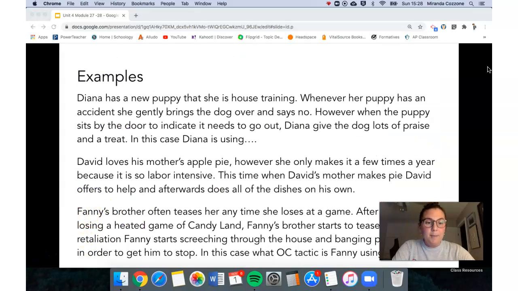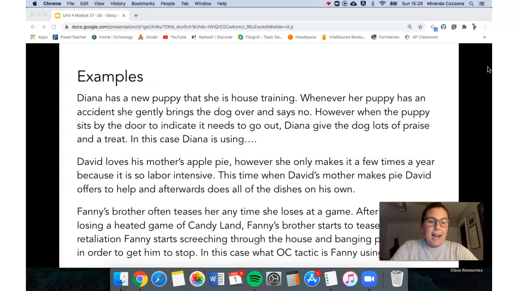Let's quickly run some examples. Diana has a new puppy that she's house training. Whenever her puppy has an accident, she gently brings the dog over and says no. However, when the puppy sits by the door to indicate it needs to go out, Diana gives the dog lots of praise and a treat.